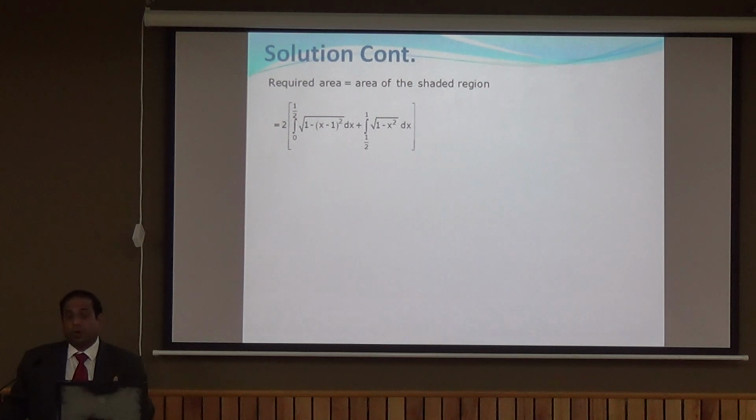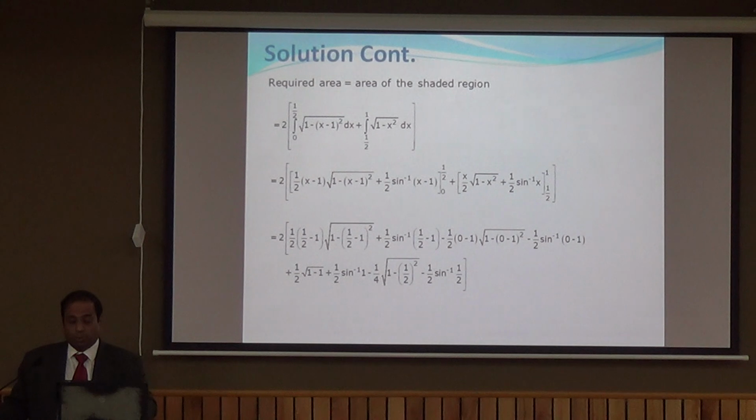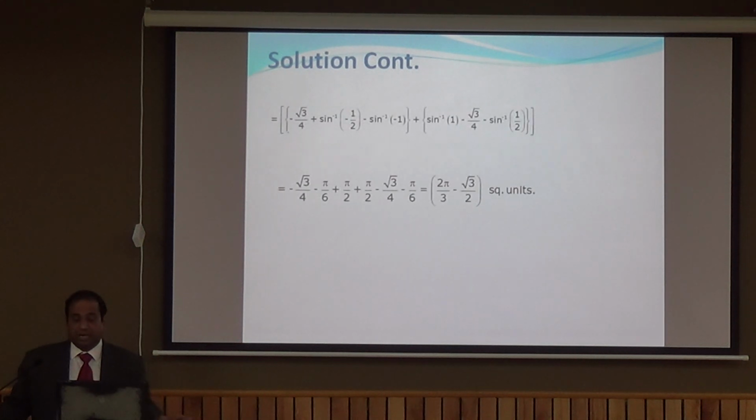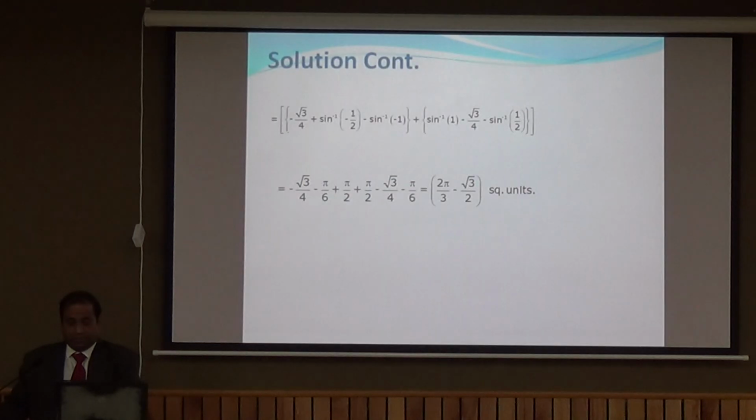Since it is symmetric about the x-axis, we will double the area to get the area of the required portion. Then by substituting the formula and the values, we get the answer, that is 2 pi upon 3 minus root 3 upon 2 square units.